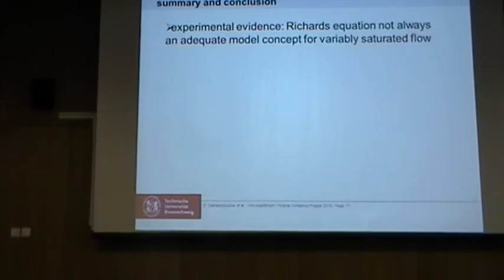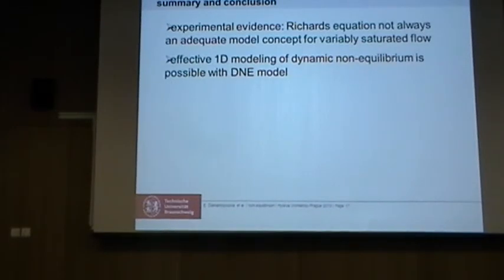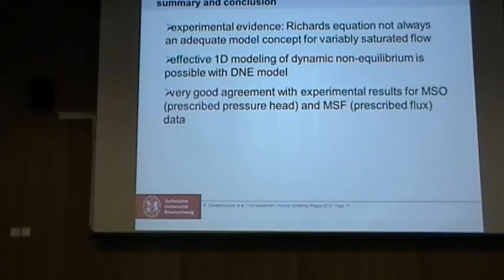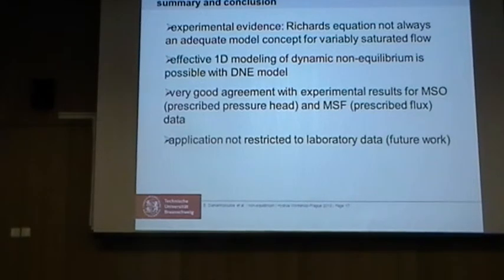So to conclude, simple observations and simple laboratory experiments show effects that cannot be described by the Richards equation. We developed an effective 1D model in order to describe this kind of effect, and we found very good agreement with experimental results for multi-step outflow and prescribed multi-step flux experiments. And maybe there is a relation between these effects and what happens in the field.